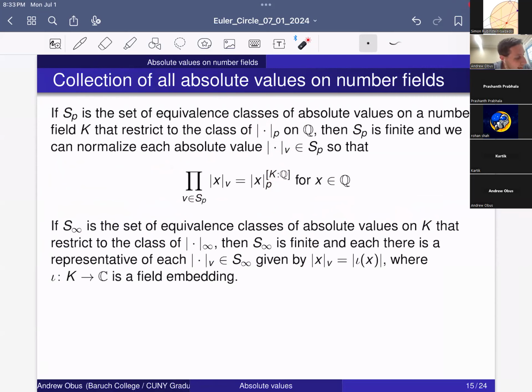If I take every absolute value that restricts to the p-adic absolute value, and I take some x that's in Q, there's a way of normalizing them so that if I look at all of these absolute values, normalized appropriately, and I multiply them all together, I get just the standard p-adic absolute value for Q raised to this power [K:Q], which is the degree that I was talking about earlier.